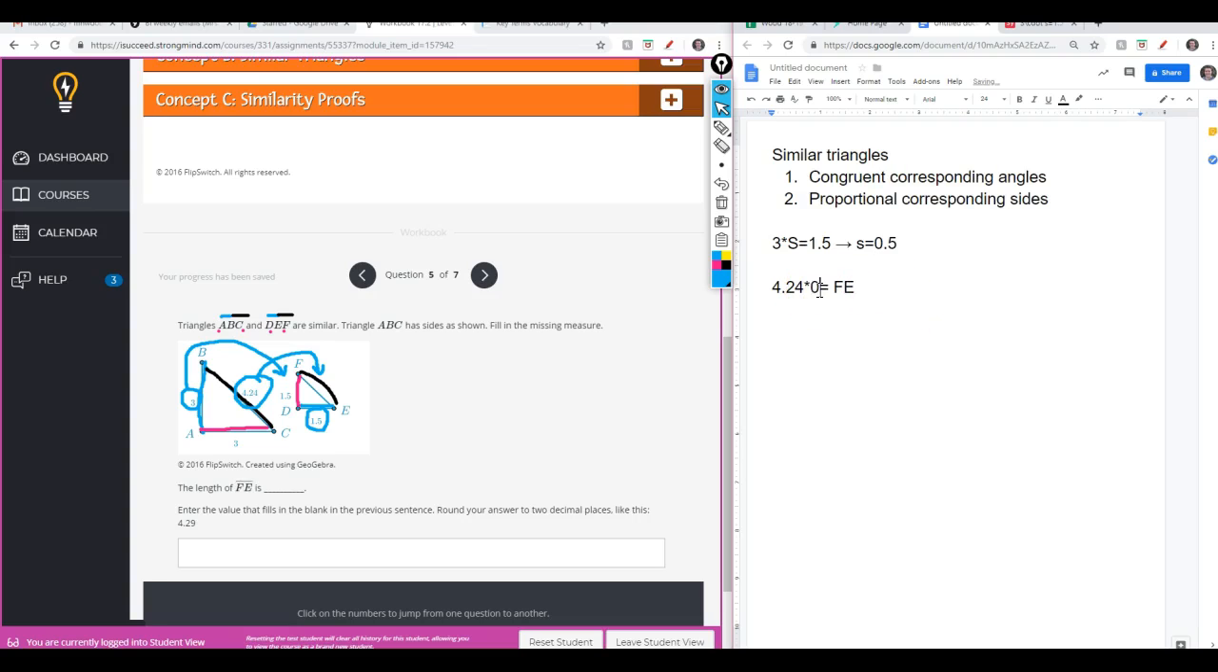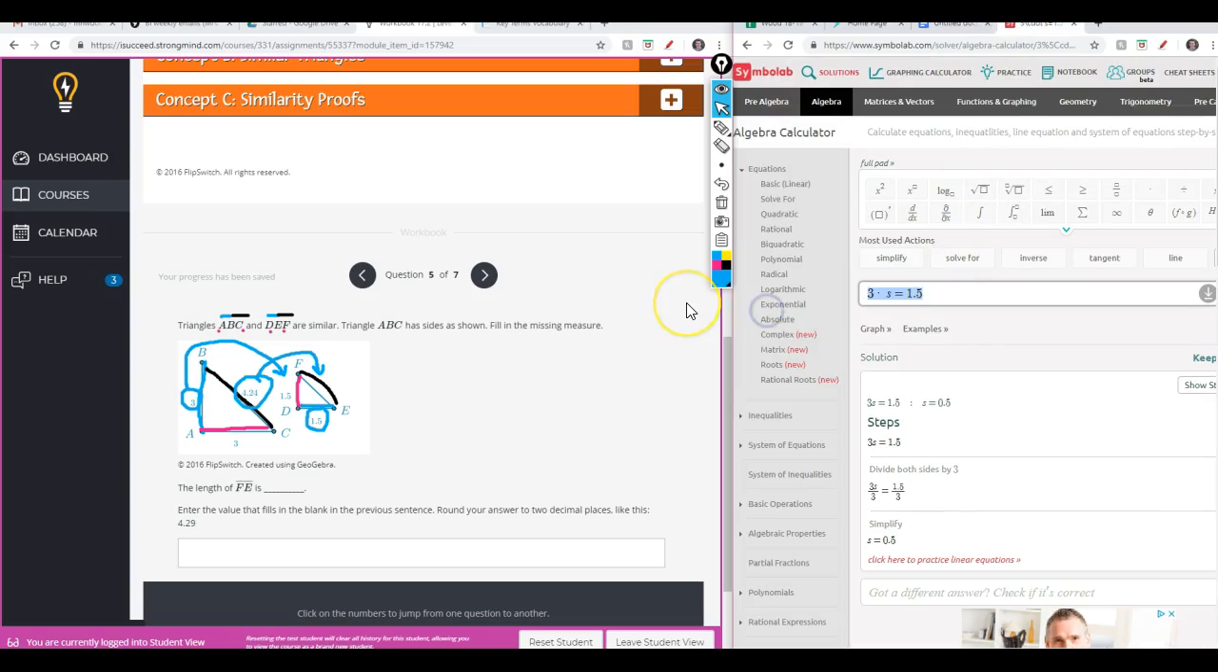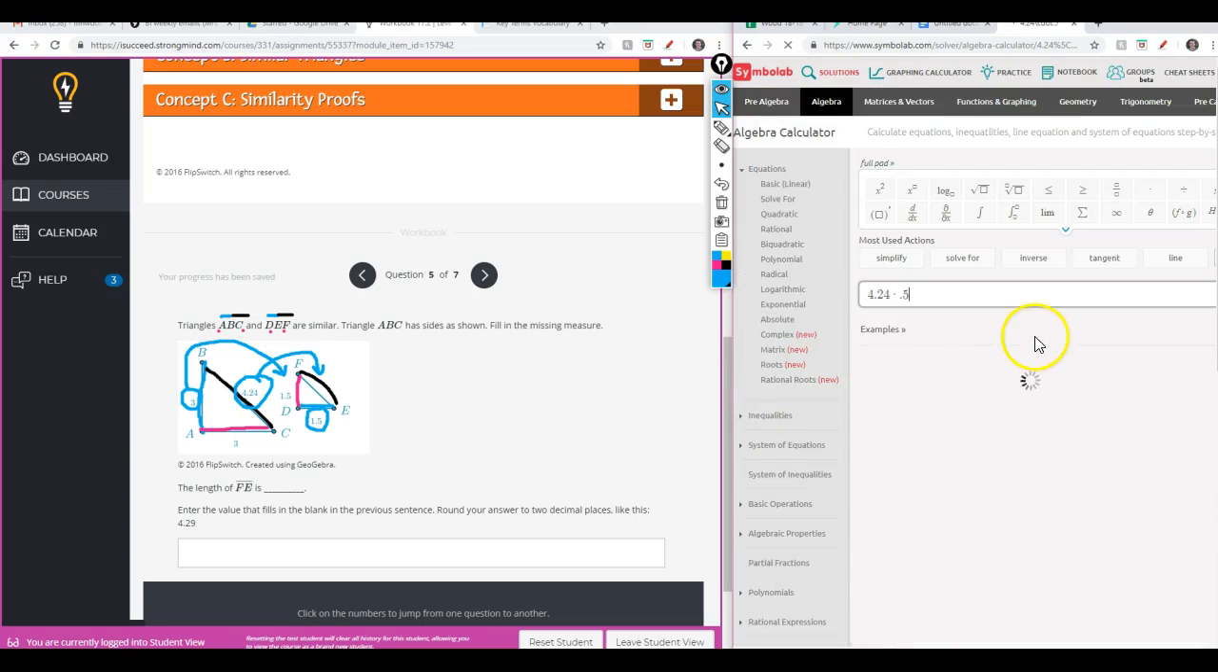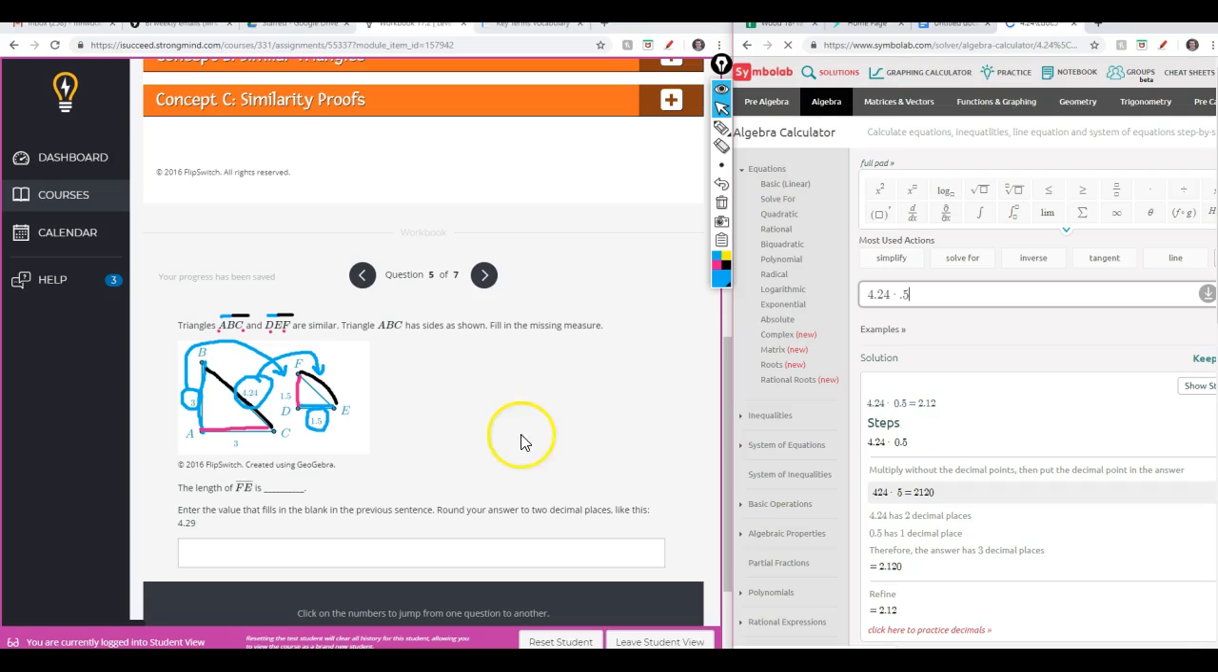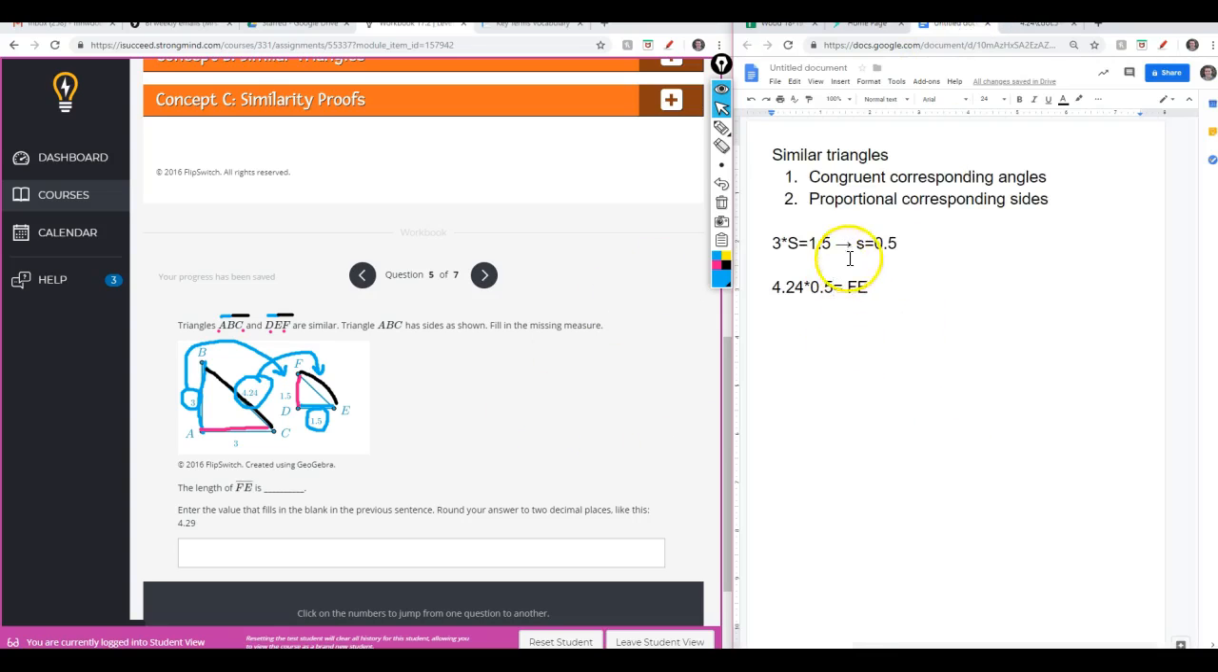Well, we know that our scale factor is 0.5. So I can substitute that in. So we have 4.24 times 0.5. That's going to give us 2.12. So I know that FE equals 2.12. So that's what I'm going to type in. It's 2.12.